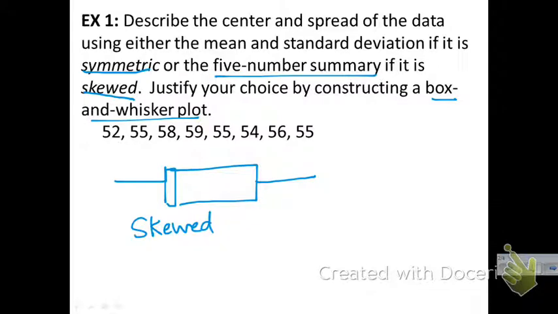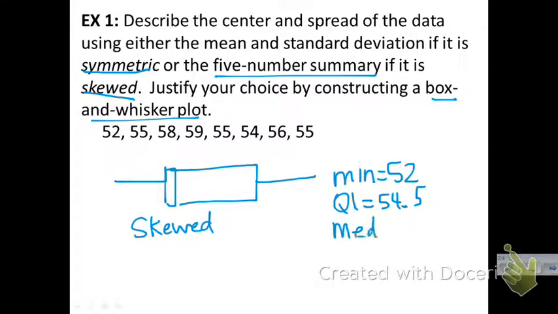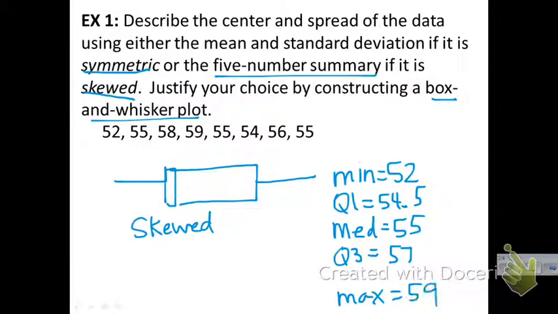We do that in our stats, and we choose to calculate something. So you have to arrow over to calculate and then choose 1-variable statistics. Once you get there, we're going to look for the bottom 5. Our min is 52, and we have done this in several of our assignments already. Our Q1 is 54.5. Our median is 55. Our Q3 is 57. And our max is 59.